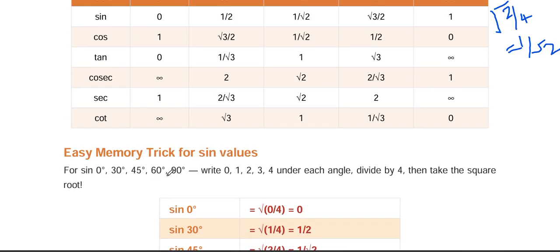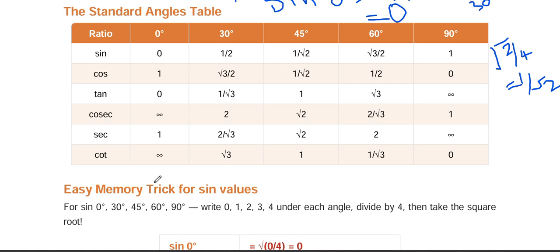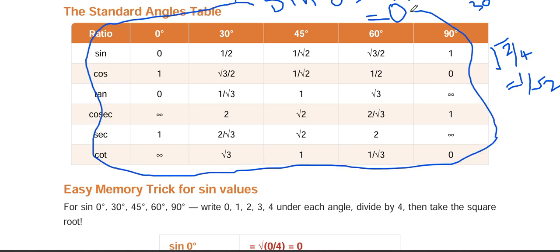Similarly, for cos, 0 degree is equal to sine 90 degree, cos 30 degree is equal to sine 60 degree, cos 45 degree is equal to sine 45 degree, and using this trick we'll learn this table easily.